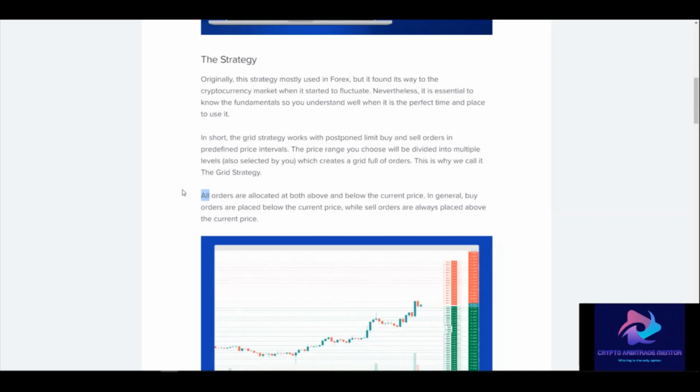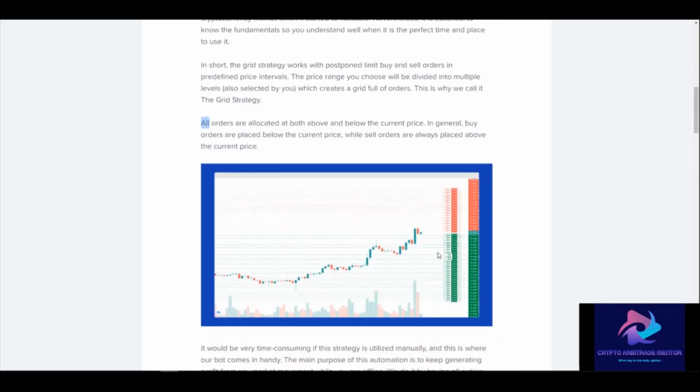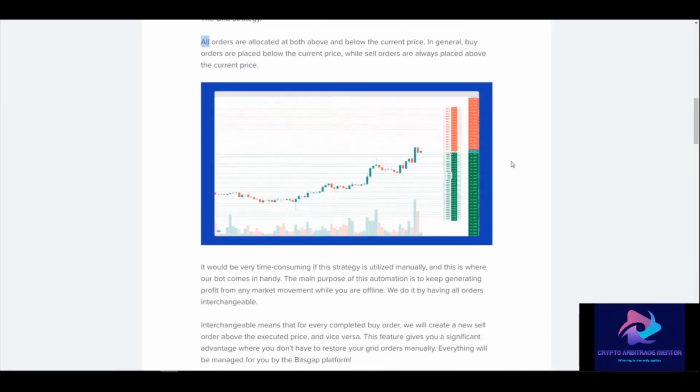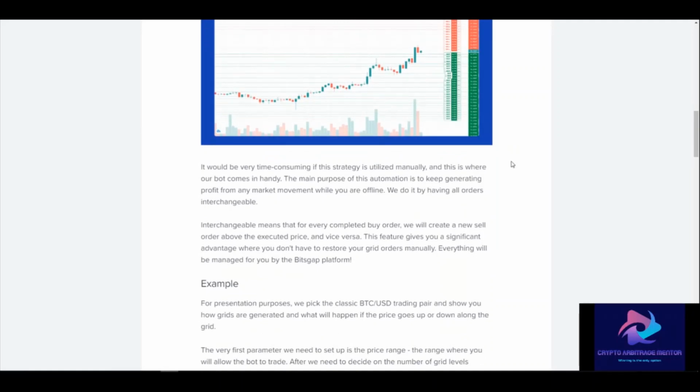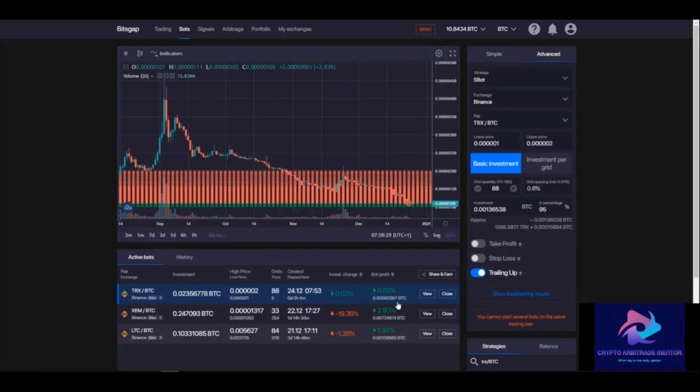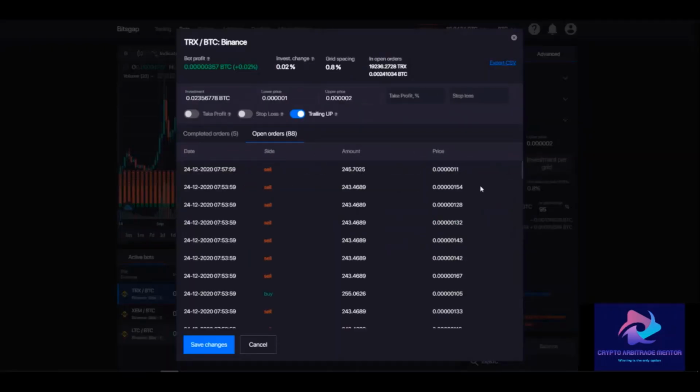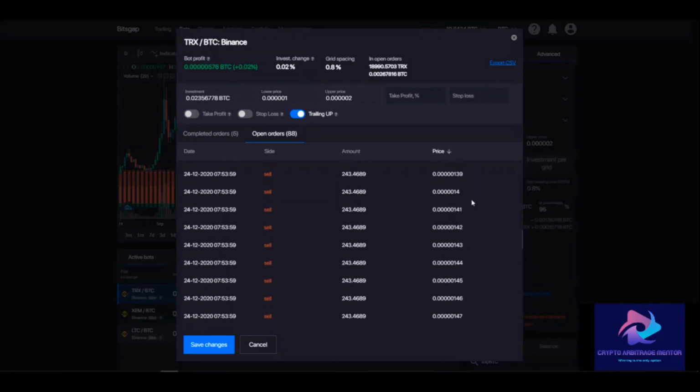In general, buy orders are placed below the current price, and sell orders are always placed above the current price. This is the example. The green are buy orders and the red are sell orders, as I showed you in the real bot. It would be very time consuming if you used this strategy manually, and this is where our bot comes in handy. Because imagine that you have to put all these selling orders by hand in your exchange. It would be very time consuming.